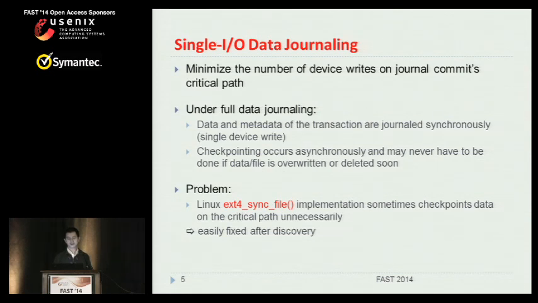The particular symptom we saw is that if you have multiple fsyncs on a file, the delayed checkpoints of an earlier fsync will be included in the critical path of a later fsync. We believe this is not necessary for correctness, and it can delay the response for application transaction completion. This can be easily fixed after discovery.